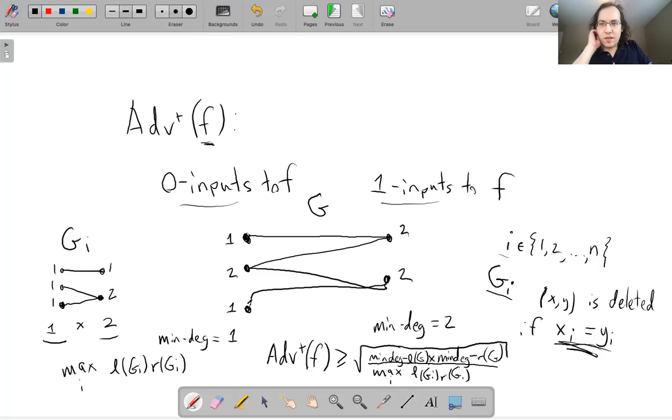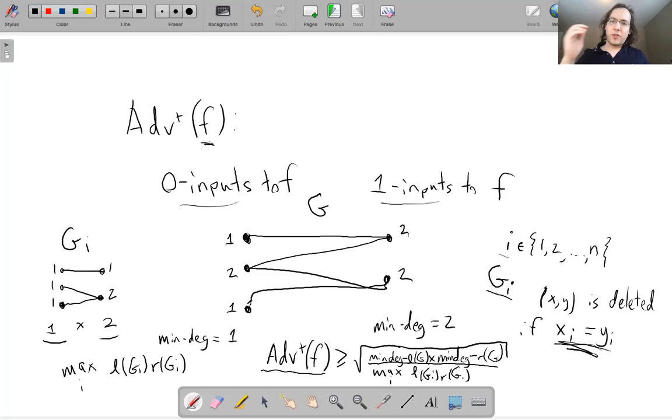I think this definition is just one way to get a lower bound here on the adversary bound of f. Of course, we would want to maximize over choices of graph G. So in practice, we want to pick the best possible graph G in order to maximize this lower bound on adversary, the ADV+ of f.